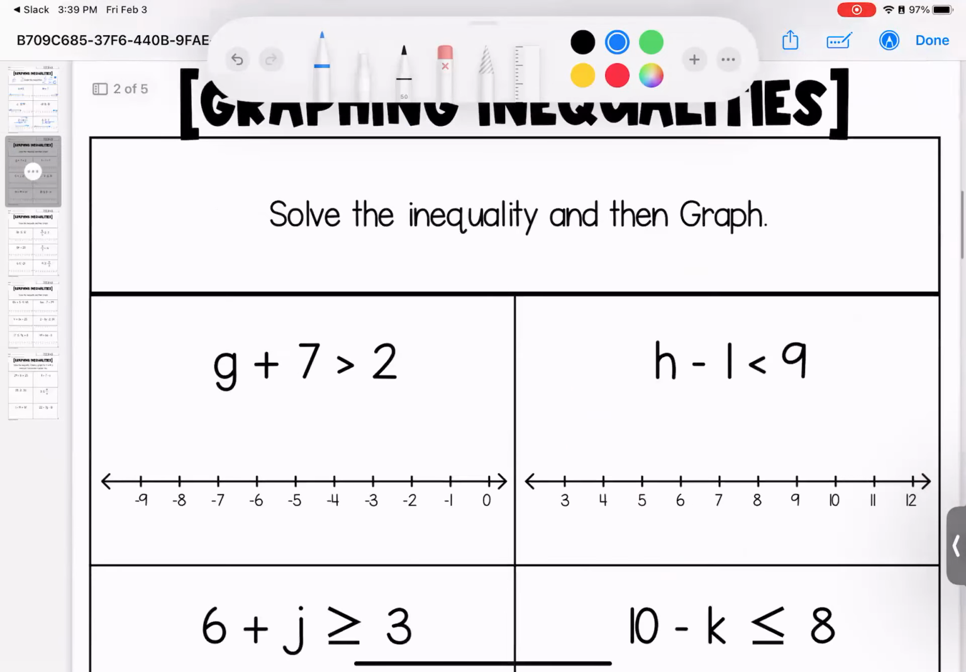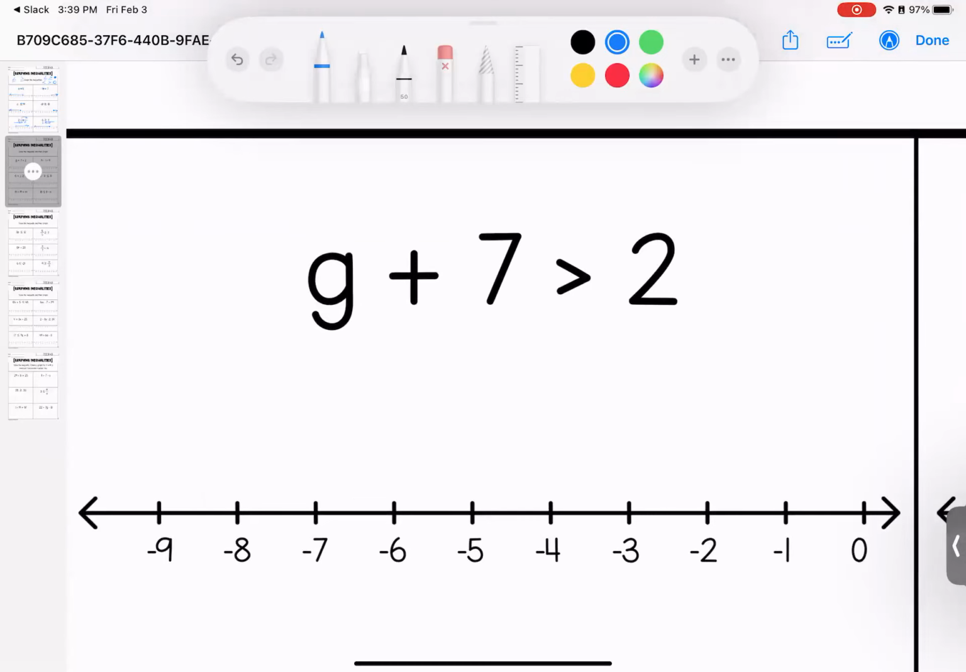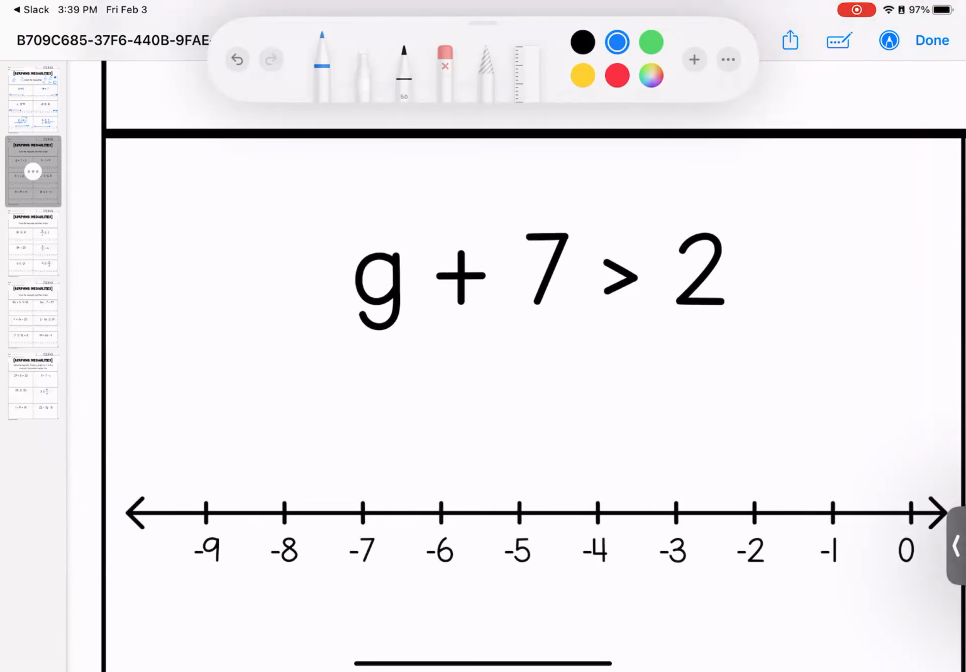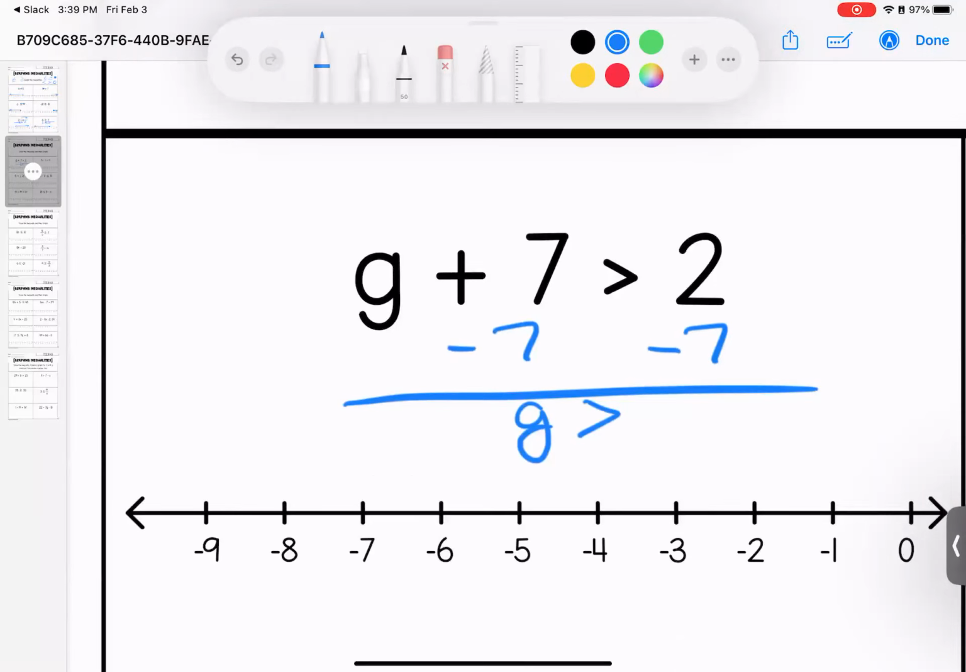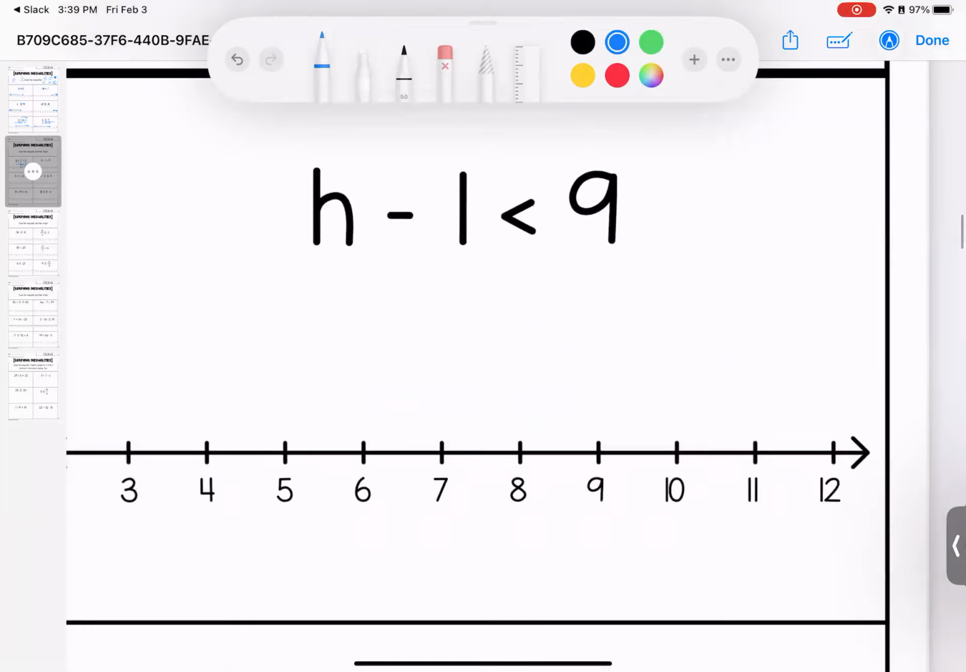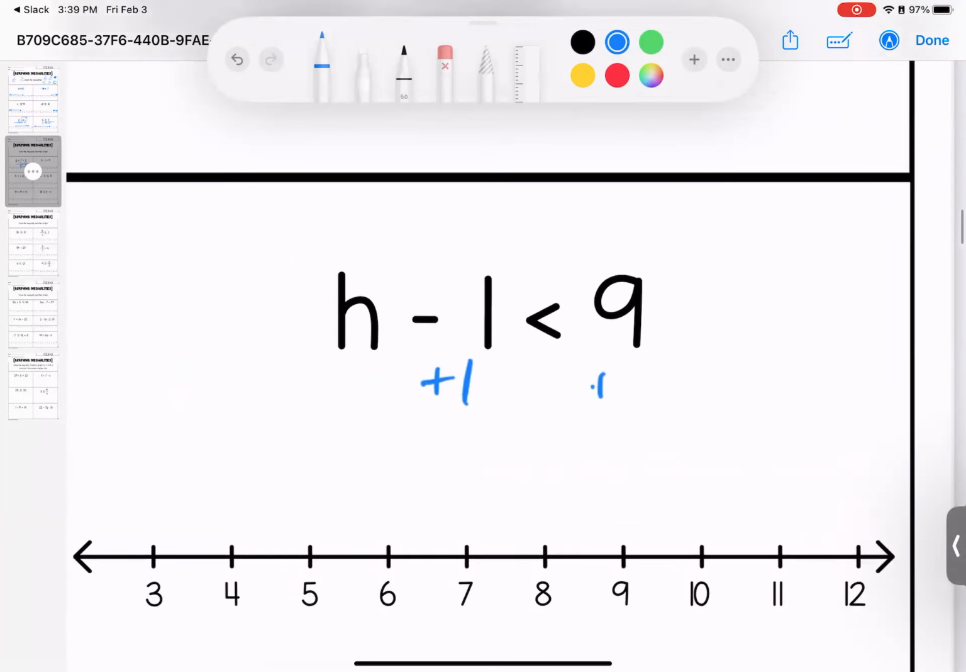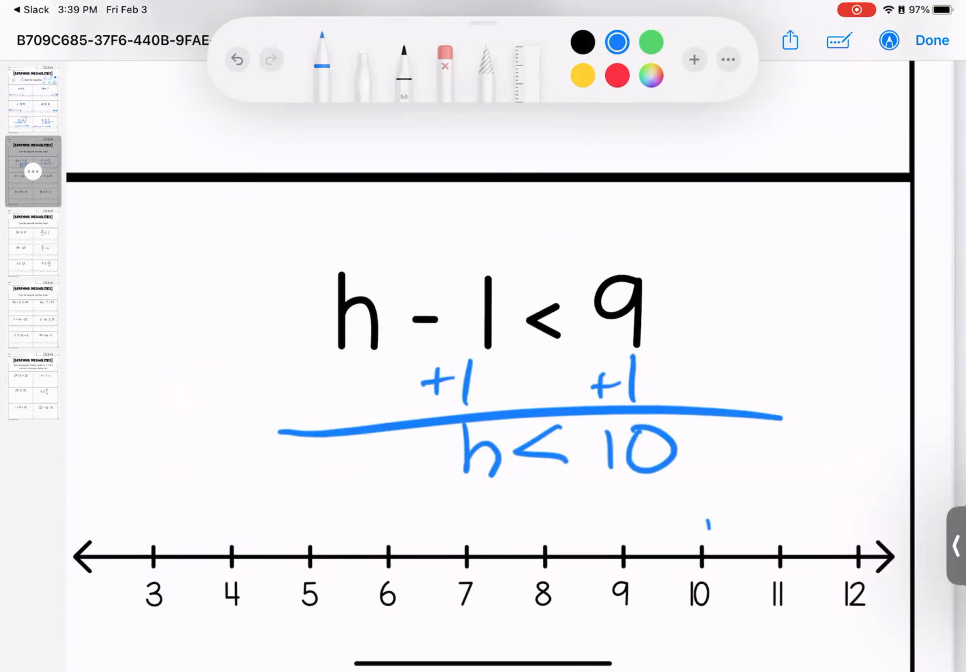All right, so for this one, we need to solve the inequality. In order to figure out what G is equal to, we need to get it by itself, just like we have been doing with our equations. So I'm going to start with subtracting 7, subtracting 7. G is greater than negative 5. So I'm going to find my negative 5. I'm going to put an open circle, and I'm going to draw my arrow because G is on the right side. Over here, add 1, add 1. H is less than 10. Find my 10. My arrow is going this direction because my H is on the correct side.